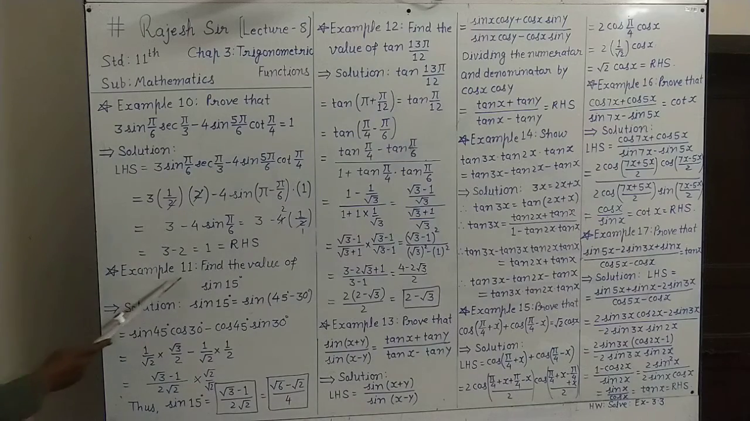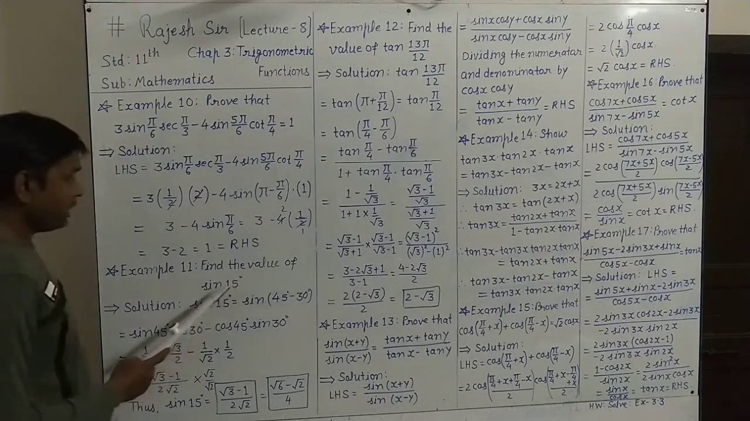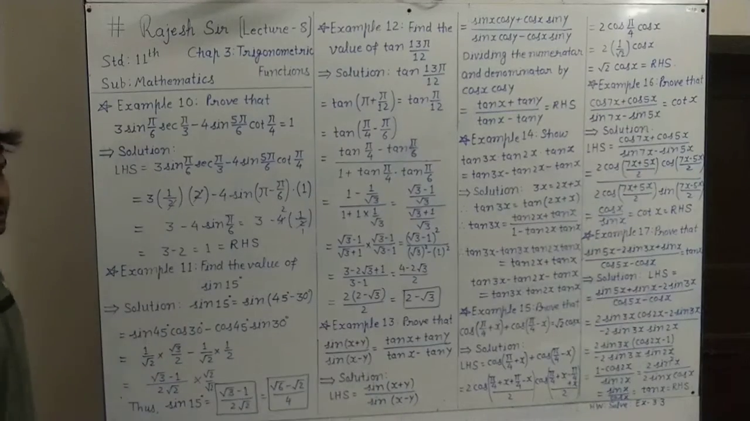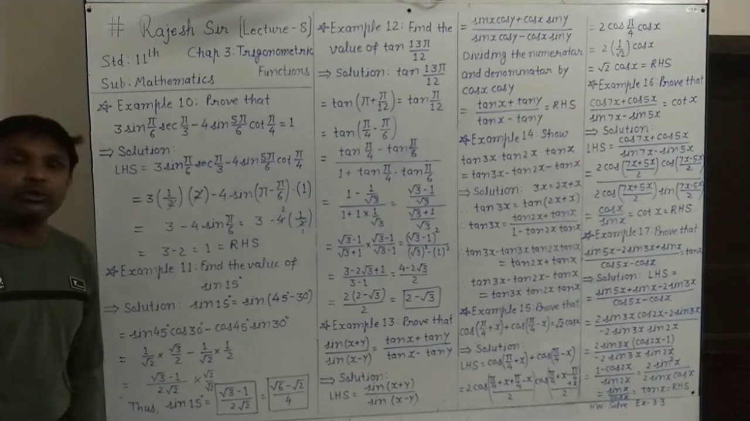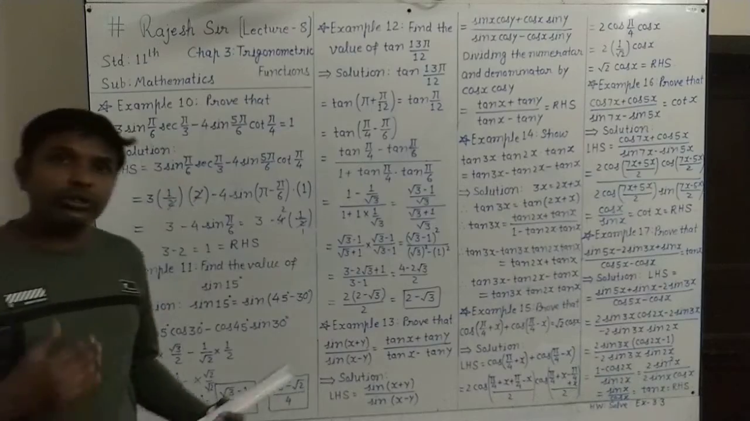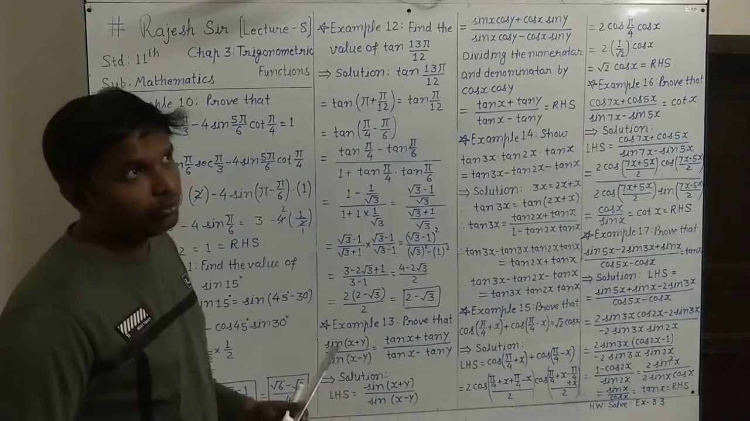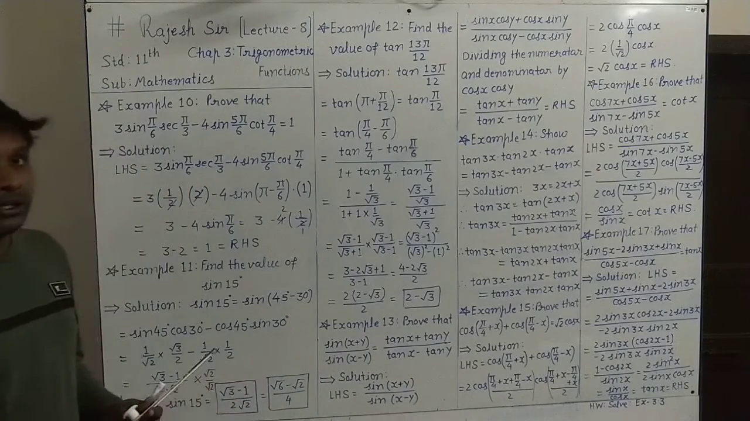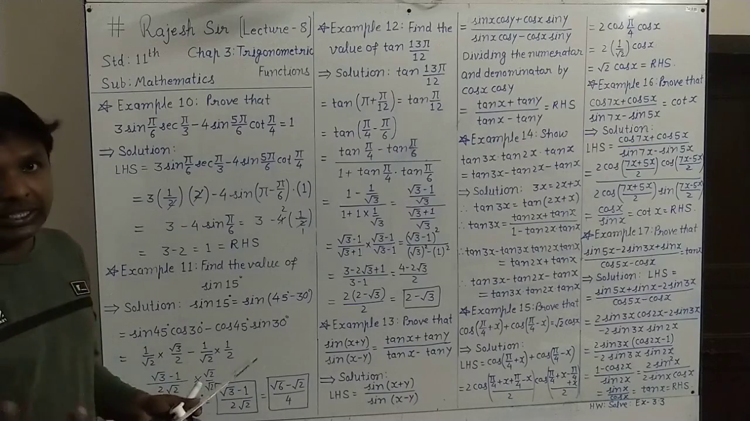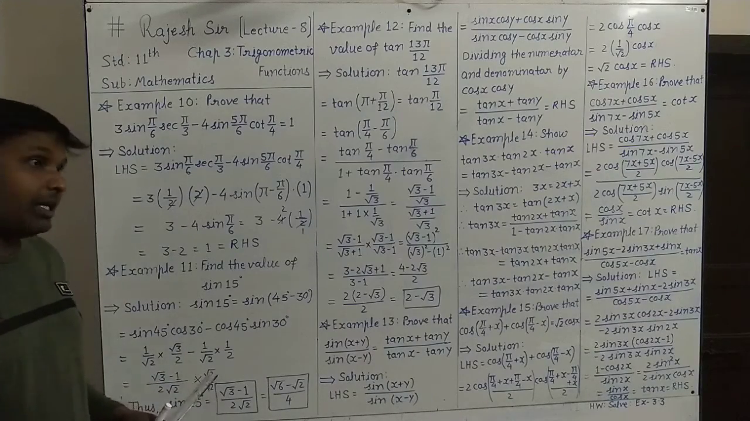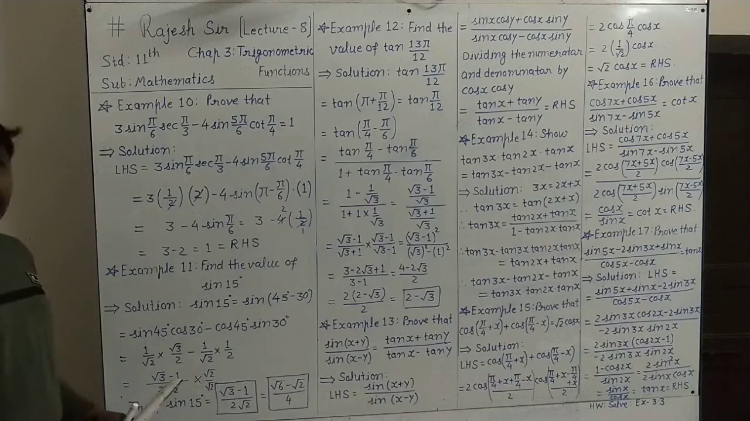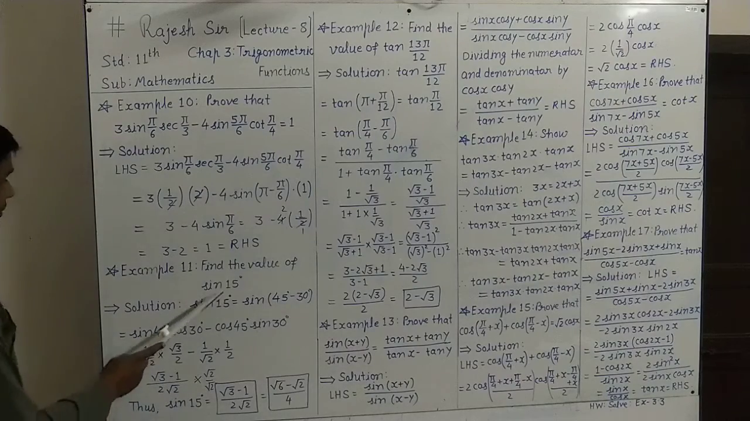Next, example 11: find the value of sin 15 degree. From the trigo table we know some specific angles only. We don't know the sin 15 degree angle. But using that trigo table and using some formula that we have seen in the last lecture, we can find this type of 15 multiple angles. So sin 15 degree we want.